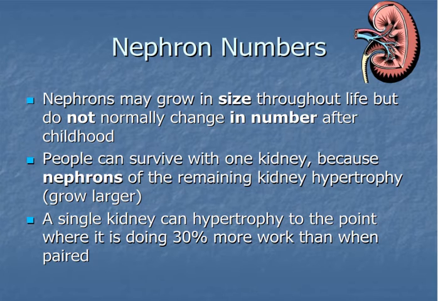Okay, so we already said that nephrons were the functional units of the kidneys, and it's interesting to know that each human kidney has somewhere between 800,000 and 1.2 million nephrons in it. Now the interesting thing about nephrons is they can grow in size throughout our life, but they will not change in number. You're born with all the nephrons you're going to have, and have probably lost several by this point in life. You can survive with only one kidney, that is half the number of nephrons, because the nephrons in the remaining kidney will tend to grow larger or hypertrophy in order to take up the work of the missing kidney.